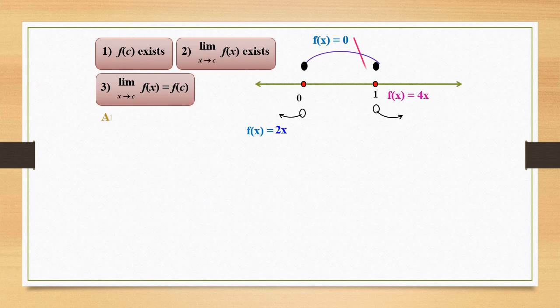Next, we will check the continuity at x is equal to 1. So f of 1 is equal to 0. Next, LHL is equal to limit of f of x as x tends to 1 minus. So the value of the function is 0.